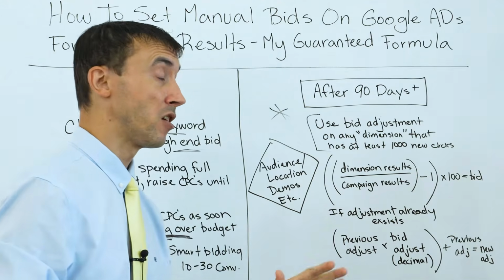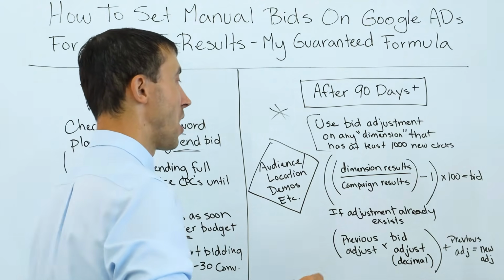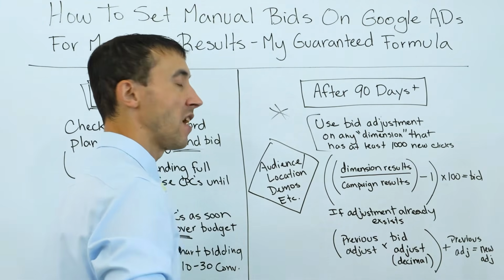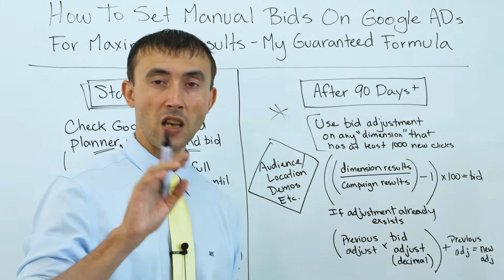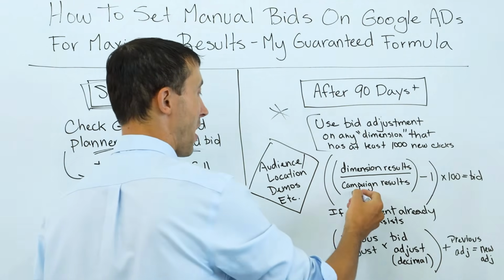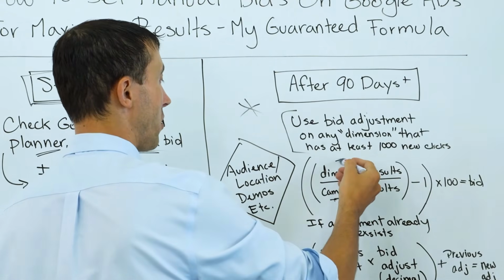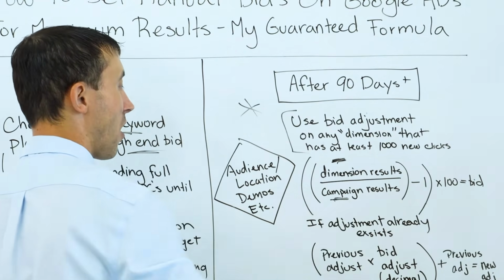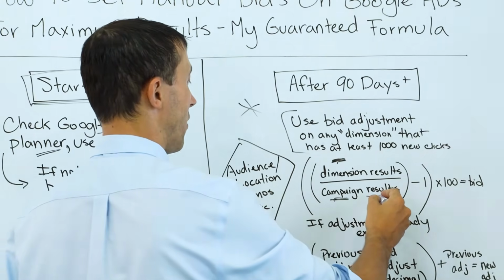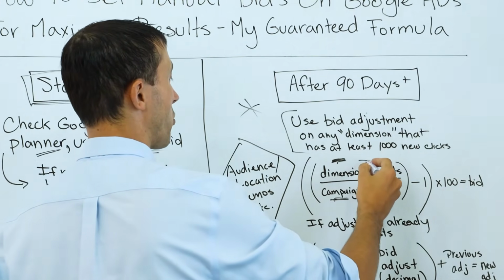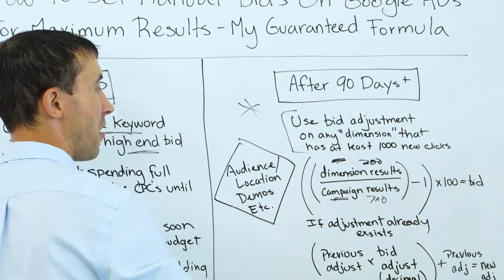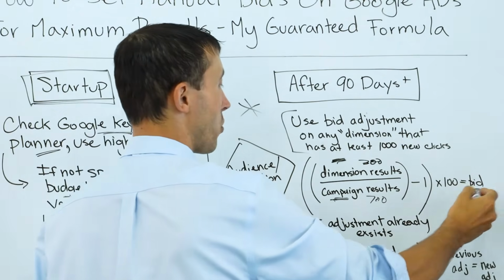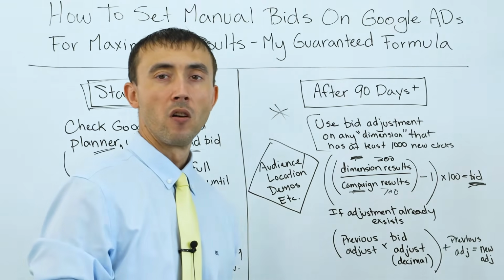So with that said, going into the bid adjustments, what you do once you've had your campaigns running for a while, after 90 days of running the campaigns with manual bidding, you're going to take on a campaign by campaign basis the overall results you got from the campaign, put it in this part of the formula, and put the results you got for that individual dimension above it. So if our campaign ROAS was 700%, right? And for mobile traffic, we had 300% ROAS. You're going to divide 300 by 700. You're going to subtract 1. Then you're going to multiply it by 100. And that's going to be your actual bid adjustment you want for mobile traffic.